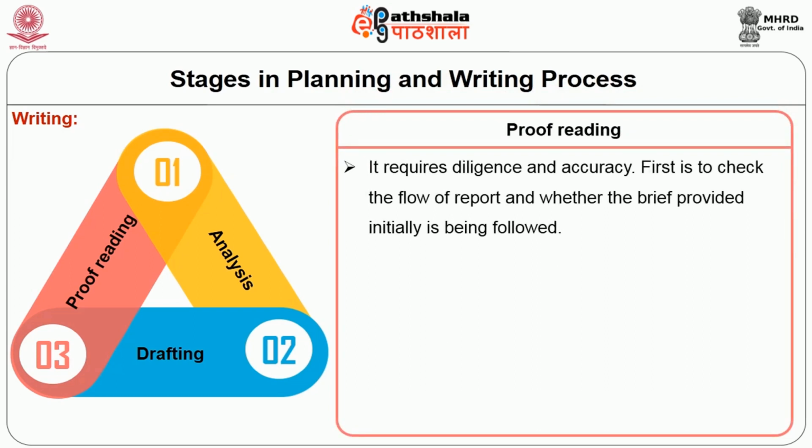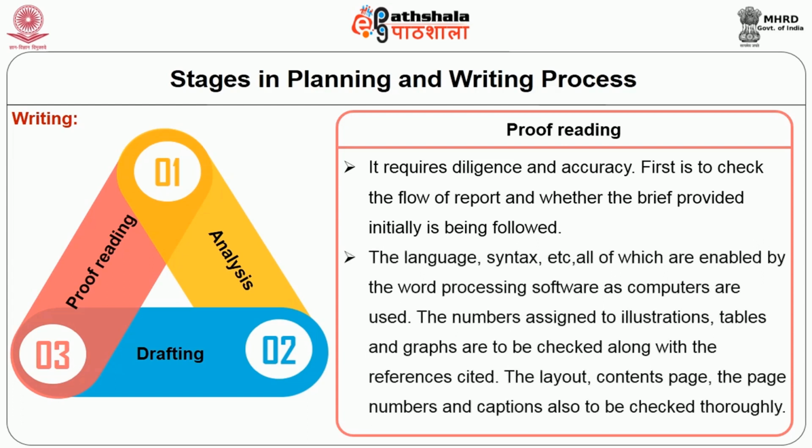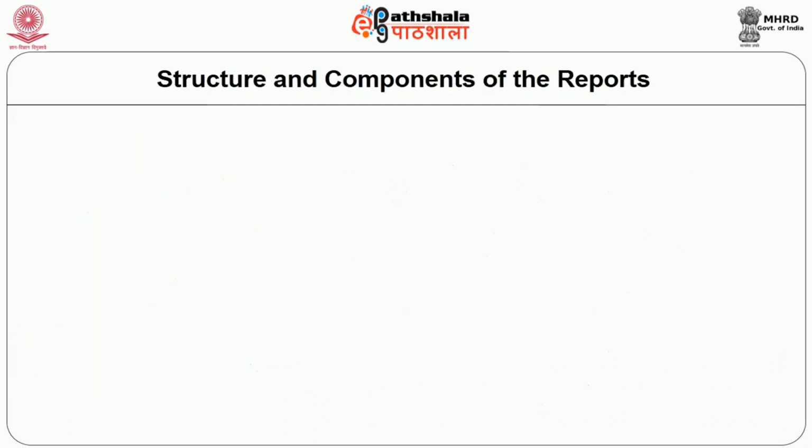The first point is to check the flow of the report and whether the brief provided initially is being followed. The language, syntax and spellings, all of which are usually enabled by word processing software as computers are used, can be of use for authors. The numbers assigned to illustrations, tables and paragraphs are to be checked along with the references cited. The layout, the contents page, the page numbers and captions are also to be checked thoroughly.